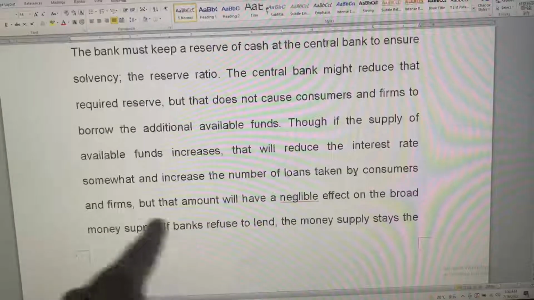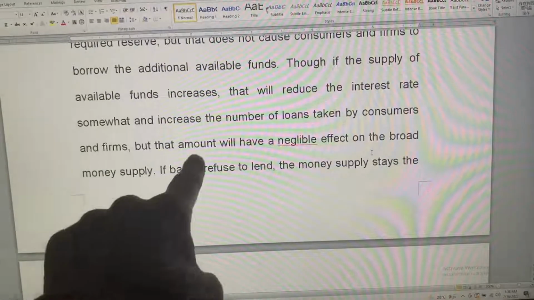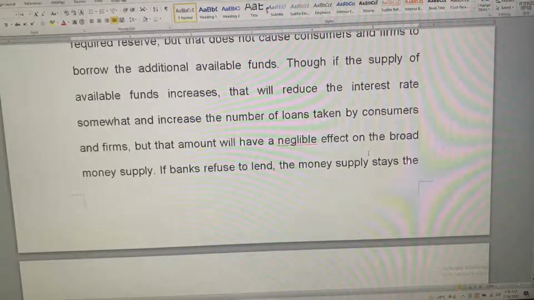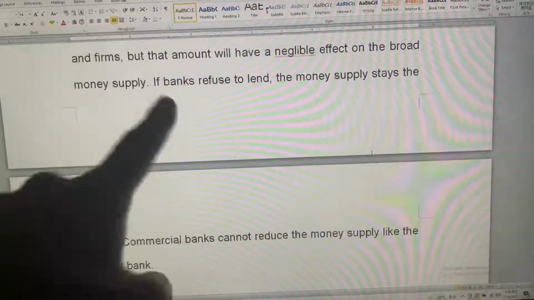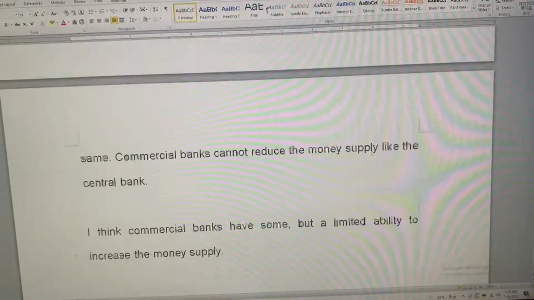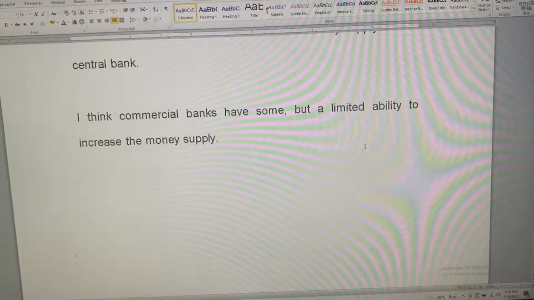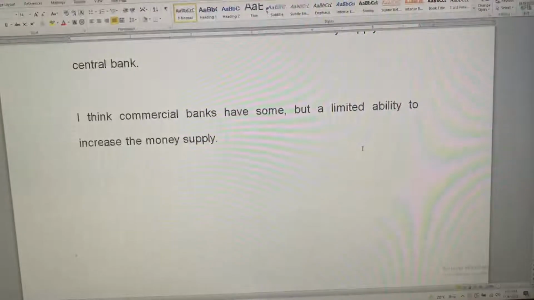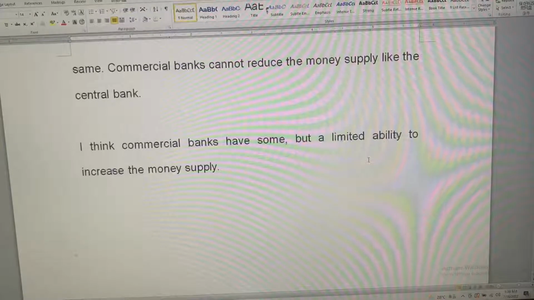So, if the supply of available funds increases, that will reduce the interest rate and increase the number of loans taken by consumers and firms. But I think that amount will have a negligible effect on the broad money supply. So if banks refuse to lend, the money supply stays the same. Commercial banks cannot reduce the money supply like the central bank. So I think commercial banks have some, but a limited ability to increase the money supply. What do you think?